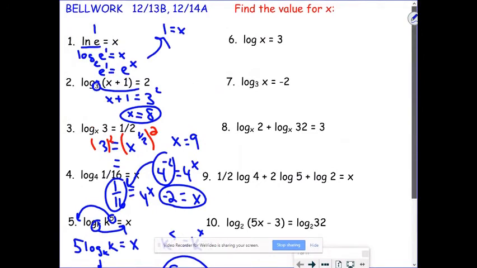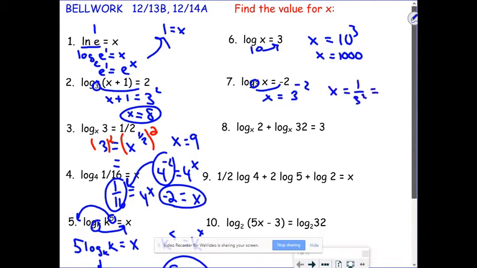In number 6, base is 10. Even though it's our common log here, the 10 is there. So x equals 10 to the 3rd. That's 1,000. 7, change of base. X is 1 over 3 squared, which is 1 over 9.